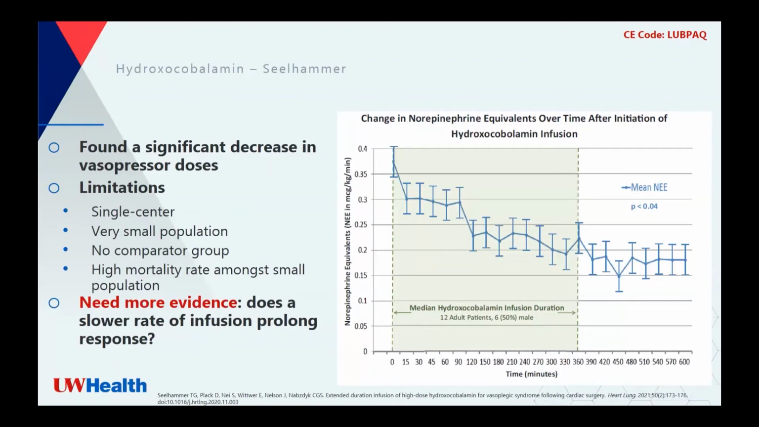So this study also found a benefit in hydroxocobalamin with a significant reduction in vasopressor dose. So you can see here, the infusion was for about 6 hours, and that's about as long as the box here in green, so the median infusion duration. And that's when the most dramatic decrease in vasopressor dose occurred.